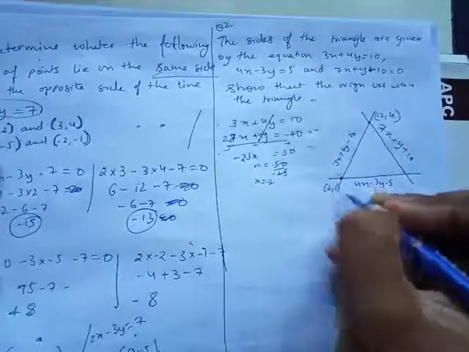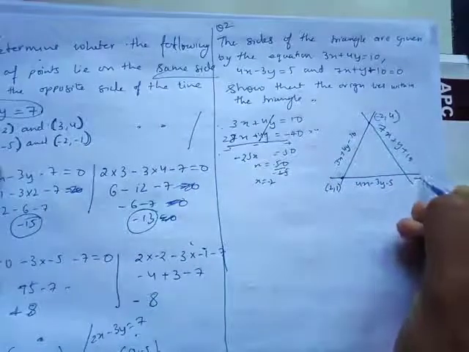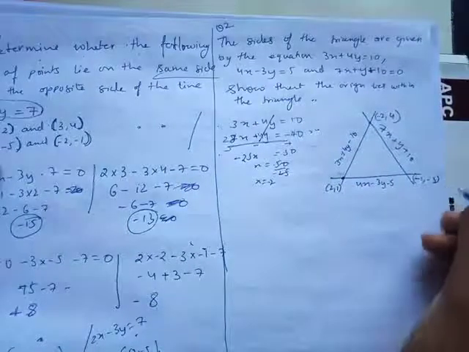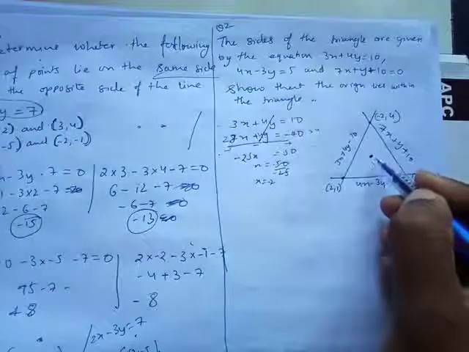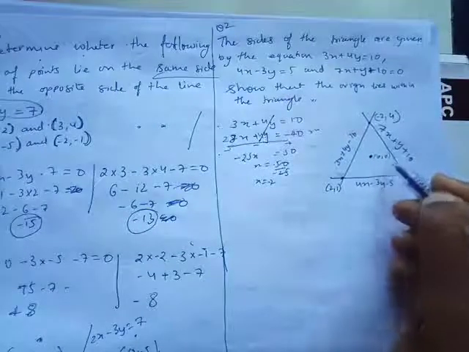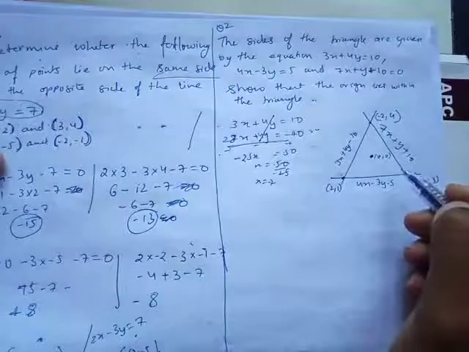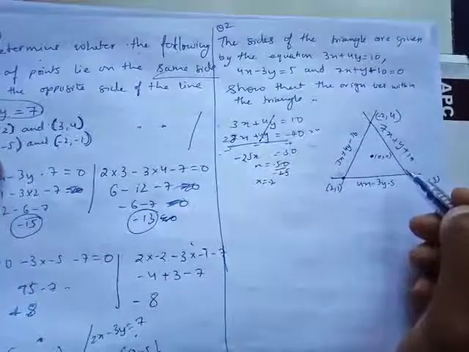ये 2,1 एंड दिस इज गोइंग टू बी -1, -3. So you got all the points. Now let's have a look, कि वो बोल रहे कि ओरिजिन कहाँ है, बीच में है, that is 0,0 बीच में आ रहा है, प्रूव करो. Okay, so let's try and understand how to do this question.